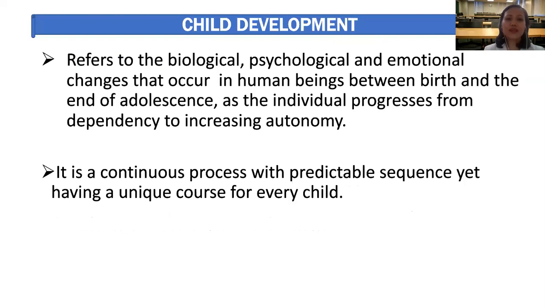Child development refers to the biological, psychological, and emotional changes that occur in human beings between birth and the end of adolescence, as the individual progresses from dependency to increasing autonomy. It is also a continuous process with predictable sequence, yet having a unique course for every child. In short, child development is a process that every child goes through.